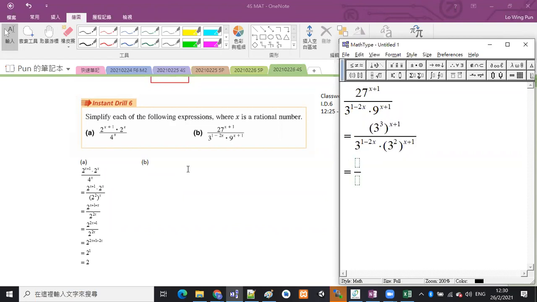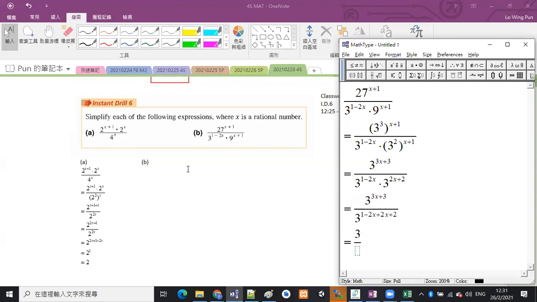Then it becomes 3 to the power 3 times x plus 1, that is 3x plus 3. The lower part is 3 to the power 1 minus 2x times 3 to the power 2 times x plus 1, that is 2x plus 2. We multiply the lower part first. This one has no change. And then 3 to the power 1 minus 2x plus 2x plus 2.